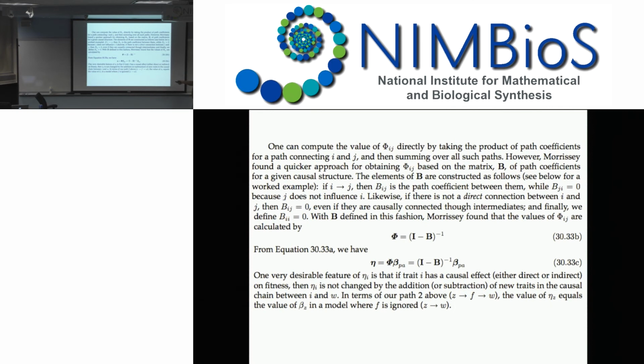So in terms of path 2, Z to F to W, the value of eta Z equals the same value in a model where F is ignored. So the nice thing about these extended gradients, if I've got direct effects on fitness, if I ignore intermediate traits, I still recover the same value.